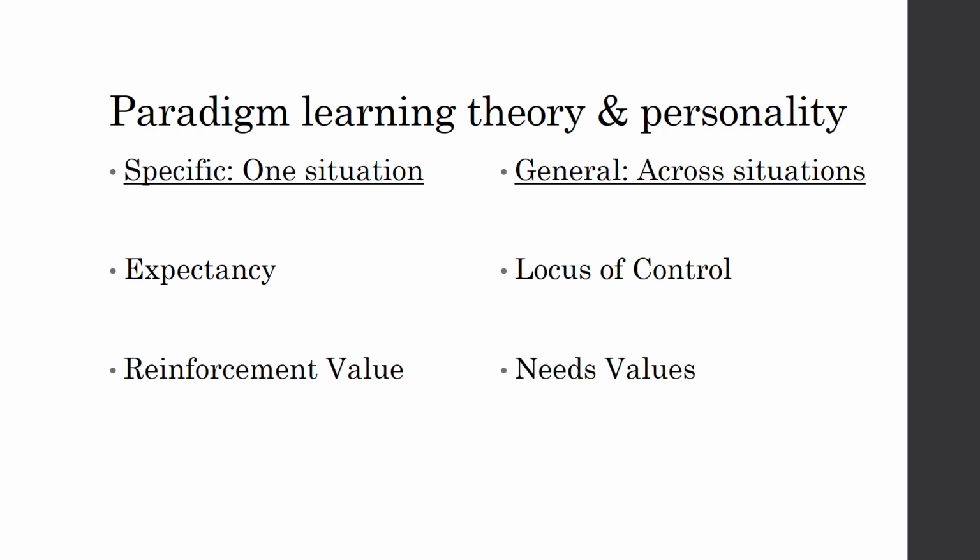Similarly, there are generalized values referred to as need values. Needs are the type of reinforcement that are going to motivate you across situations. And then need values are how you prioritize your different needs and how important they are. So we have a specific sense of how much we value a specific outcome at a specific place and time. That's our reinforcement value. And then we have our need values, which are hierarchies around the types of reinforcement that might motivate us more than others.